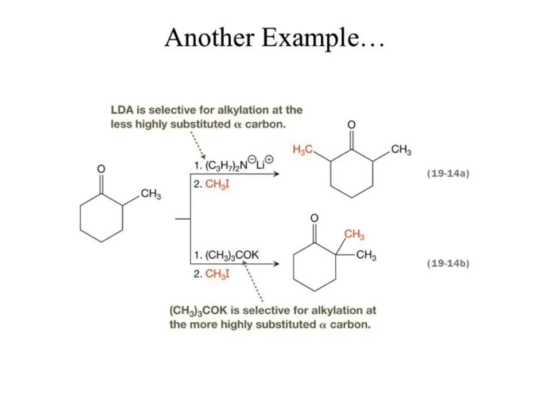T-butoxide forms the thermodynamic enolate, which means I get the substitution happening at the more substituted position. So we've seen this selectivity, or this concept of selectivity before, we just haven't fully directly addressed it. Okay?